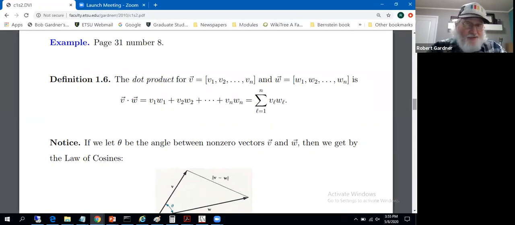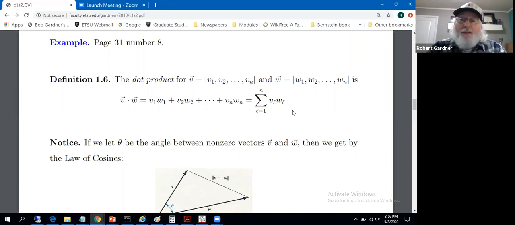Good news is, well, it's an easy manipulation. So the dot product between vector v and vector w. We've got vector v with components v1 through v sub n, vector w with components w1 through w sub n. The dot product indicated with that little dot right there, read v dot w. That dot product is v1 times w1 plus v2 times w2, and so on, plus v sub n times w sub n. It is the sum of the product of corresponding components of v and w.